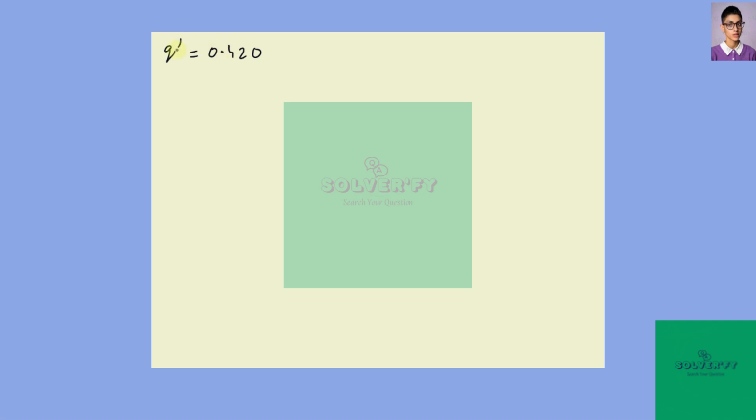Therefore, the change in p after one generation of selection is delta p equals p dash minus p, which will be equal to 0.580 minus 0.614, which will be equal to minus 0.034. This indicates a decrease in the frequency of the A allele due to selection against it.